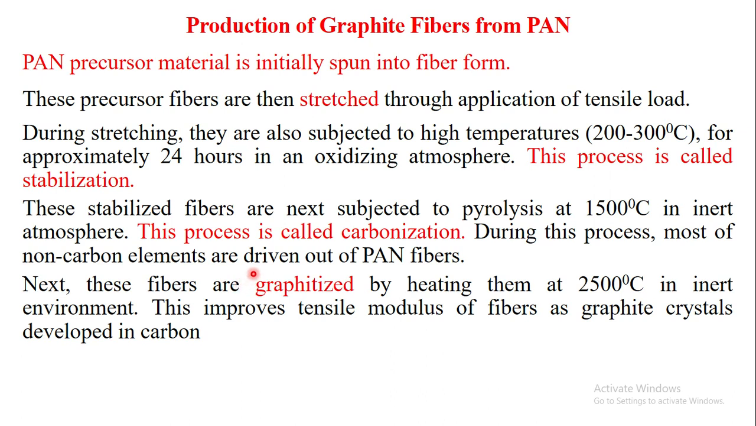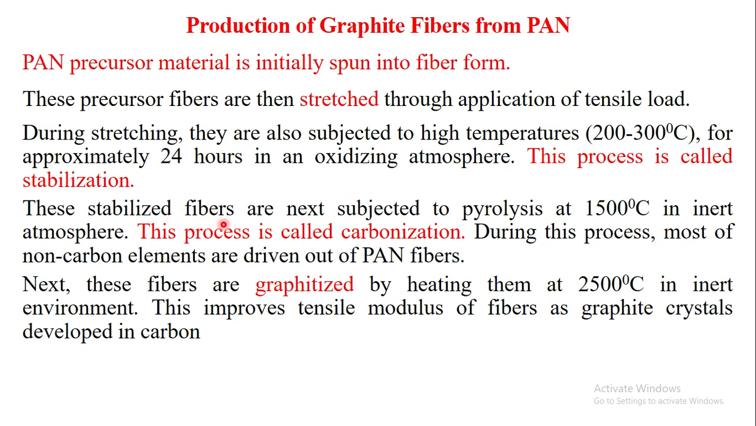Production of graphite fibers from PAN, or maybe from rayon. PAN precursor material is usually initially spun into fiber form. This precursor is then stretched through application of a tensile load. During the stretching, it is also subjected to high temperature. Then we are pulling it under tension for approximately 24 hours in an oxidizing atmosphere. This process is called stabilization.